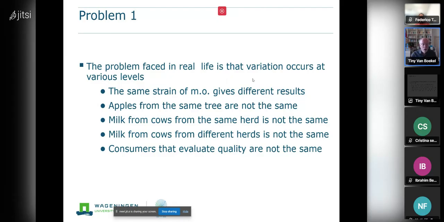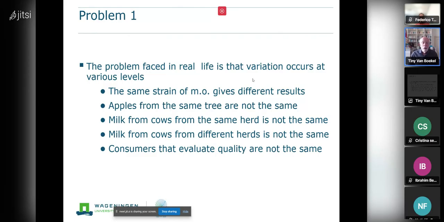If you are a microbiologist, you know that the same strain, even though it's the same strain, does give you different results if you do experiments. If you pick apples from the same tree, they are not the same. If you collect samples of milk from the same herd, they are not the same. And certainly not when you collect milk from different herds. So there is a lot of variation, also depending on the level on which you are measuring. Is it apples from the same tree, or is it apples from the same orchard?